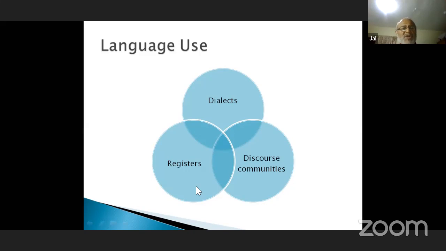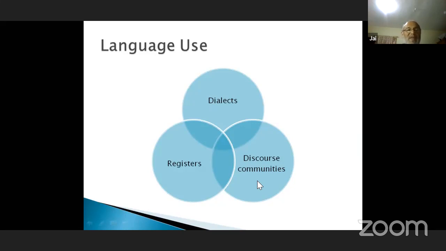And then also register, that gave birth to ESP, English for Specific Purposes, where you have medical English, you have engineering English. One of my students is doing a PhD in engineering English. So there are varieties of Englishes, related to particular occupations and professions also. And then there are discourse communities.